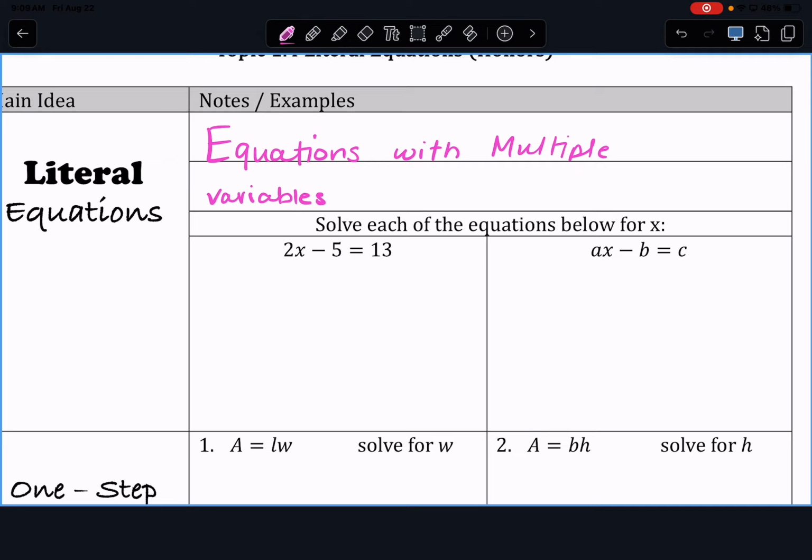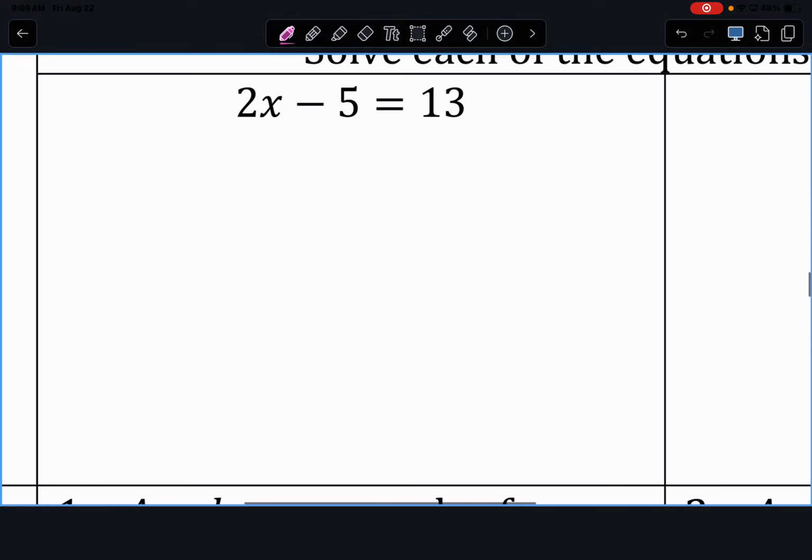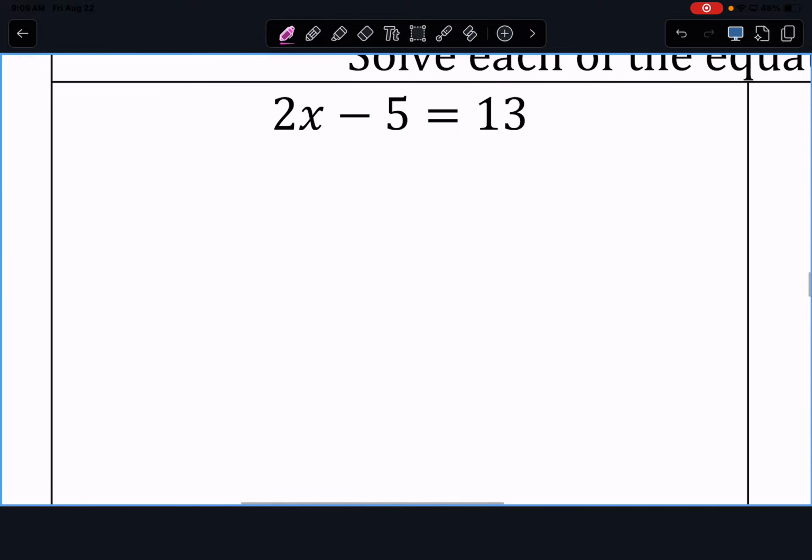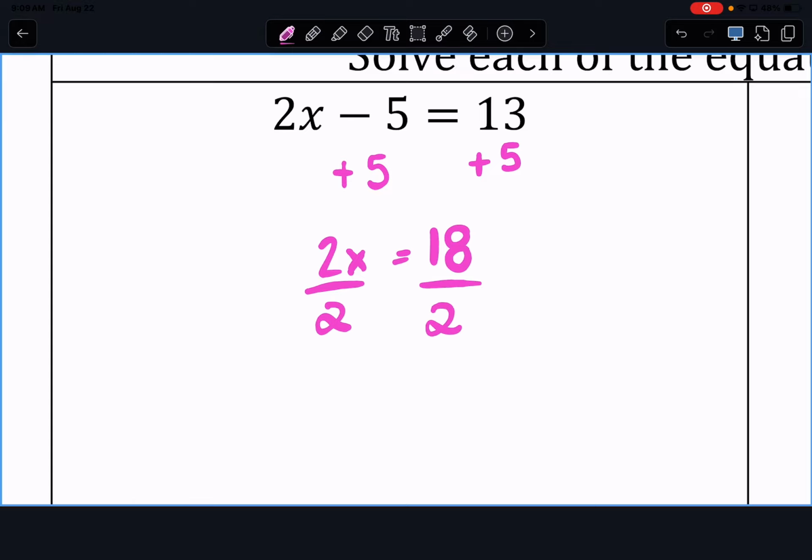So we're going to go ahead and start with the first two examples. This first one here is just a normal equation. How do I solve it? So we get 2x equals 18. From there, what do we do? So we get x equals 9, there we go, that's our answer.